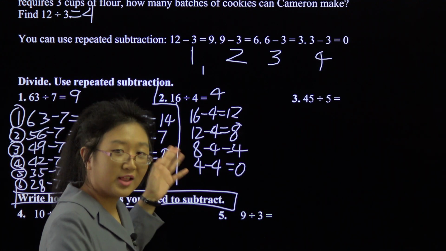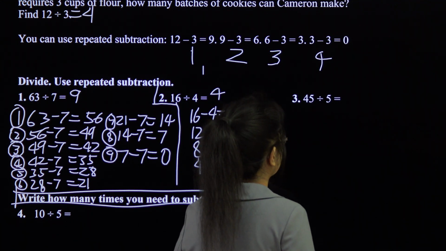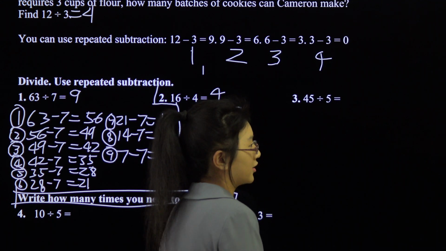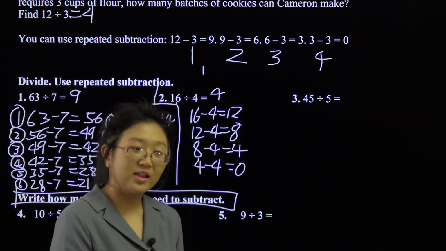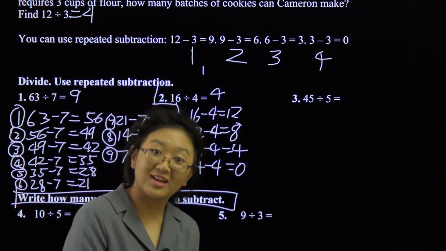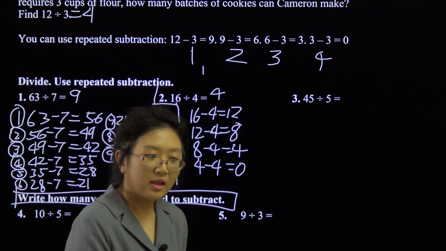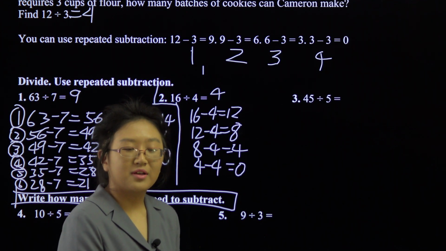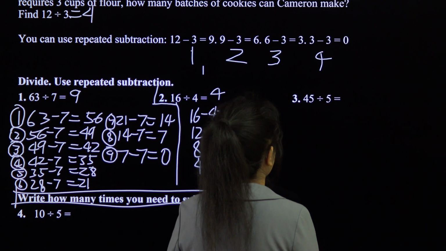I actually don't really like using this way, but hey, it's important for you to know that this is one part of division. If this seems slightly familiar to you, because guess what, guys? Multiplication is repeated addition. Division is repeated subtraction. They're opposite operations, just like addition and subtraction.